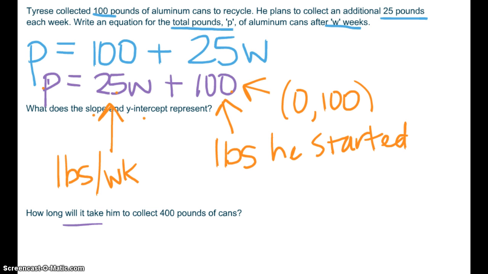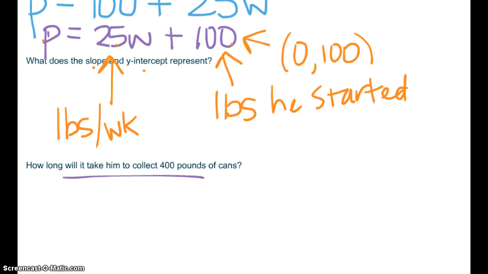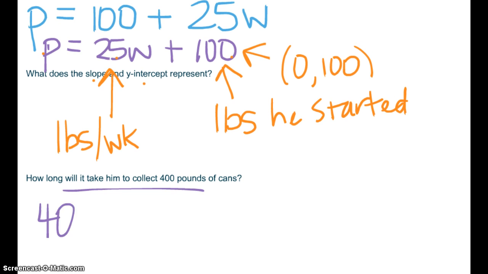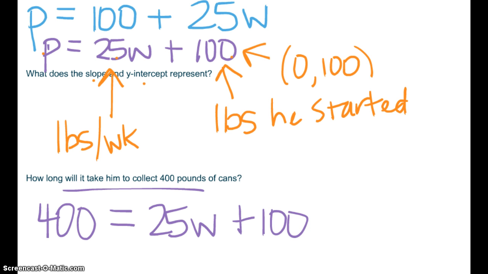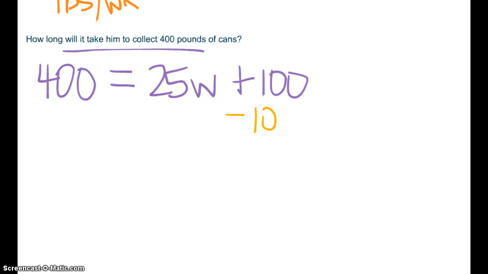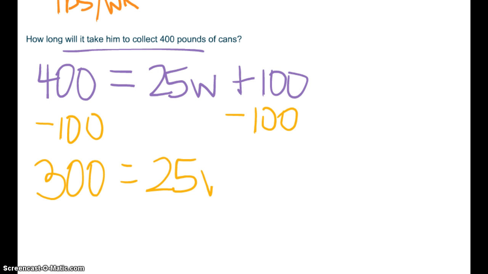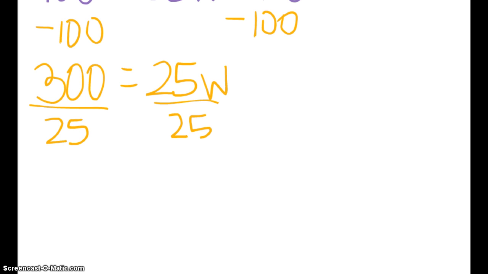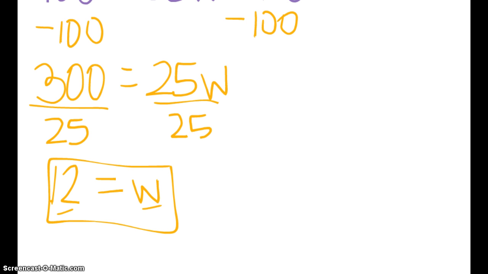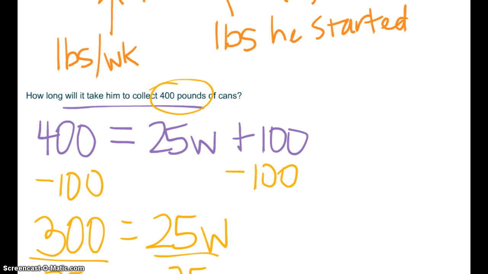So then the next question says, how long will it take him to collect 400 cans? So we want our total to be 400, and we know that that equals 25 times the number of weeks plus 100. So we're just going to solve this equation. So I'm going to subtract 100 from both sides. So 300 will equal 25 times the number of weeks. So then we would divide by 25. And 300 divided by 25 is 12. So after 12 weeks, when the weeks are 12, he would collect 400 pounds.